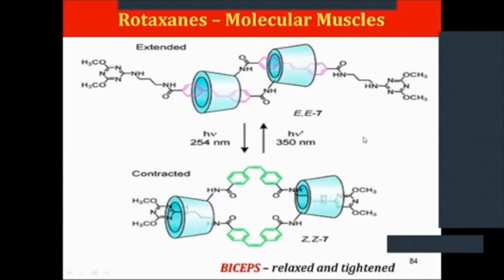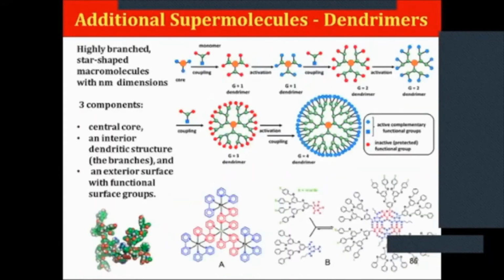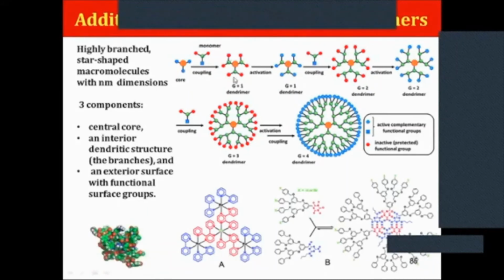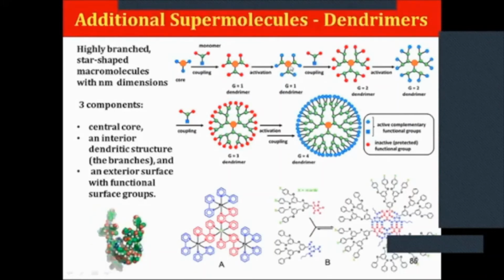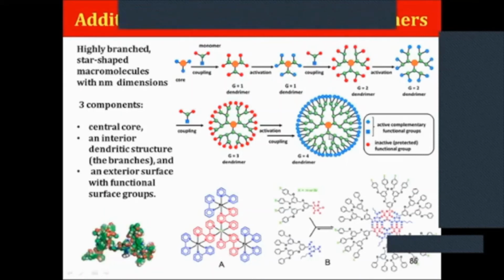You can go through the literature. There are some additional supramolecules, called dendrimers, highly branched star-shaped macromolecules with 3 nanometer dimensions. It has three parts, the core part here, and the interior dendritic structures. It goes to generation 1, 2, 3, like that it goes. And terminally, it is functionalized with a surface group. All three together, we call dendrimers, and they self-assemble to form different structures.